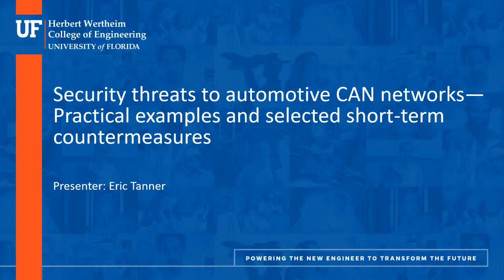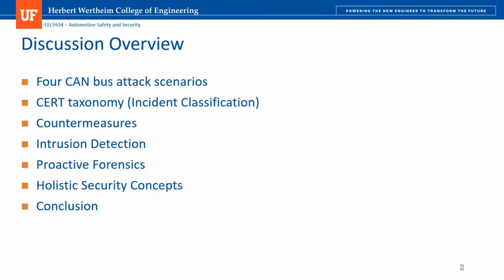Today we're going to discuss an article titled Security Threats to Automotive CAN Networks, Practical Examples and Selected Short-Term Countermeasures. So in today's discussion, we'll dive into the main focus of this research paper. And the main focus here was to play out 4 different attack scenarios on a CAN bus network.